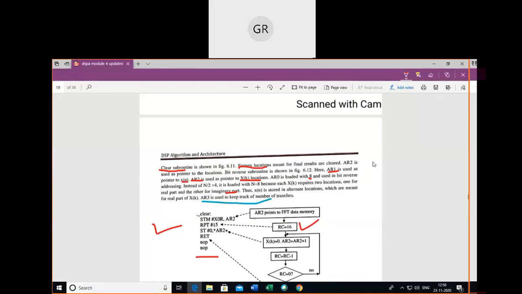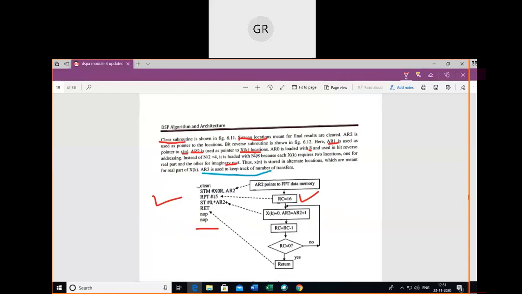Just remember, AR1 is used as pointer to x of n. AR2 is used as pointer to x of k location. AR0 is loaded with 8 and used in bit reverse addressing. Just remember: AR1 for x of n, AR2 for x of k.